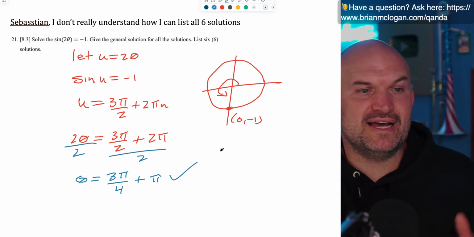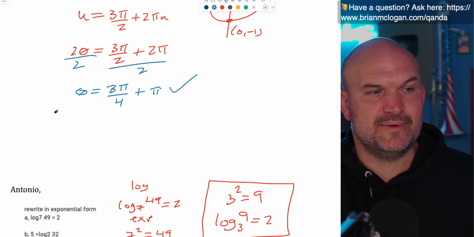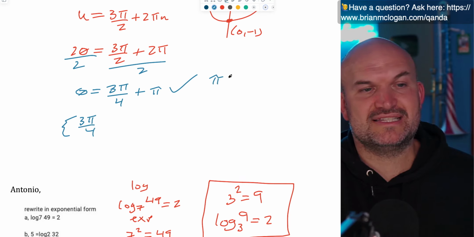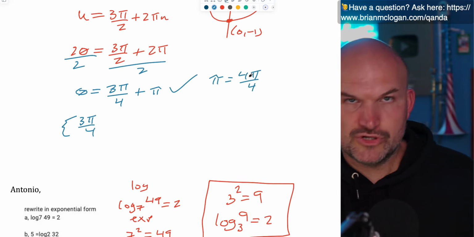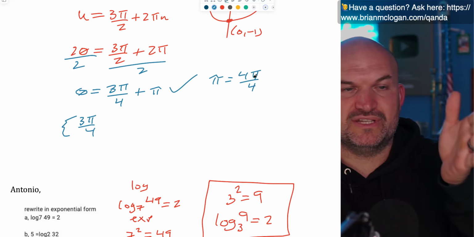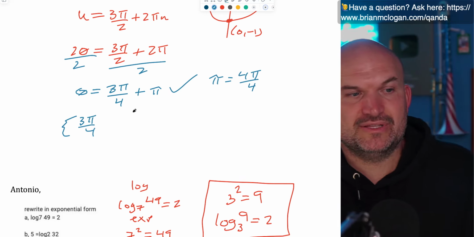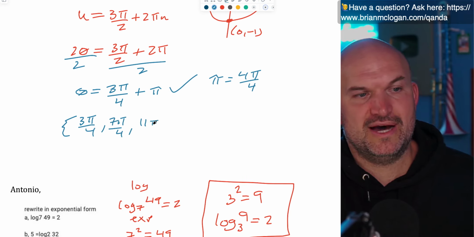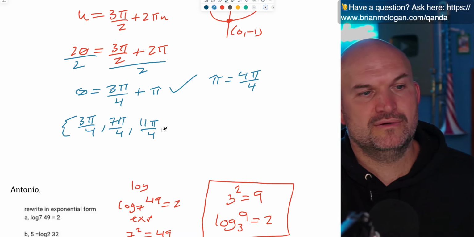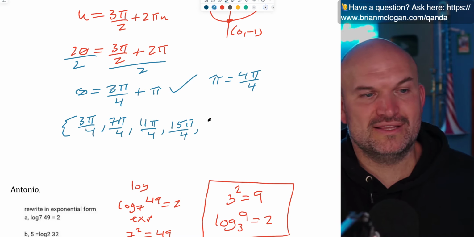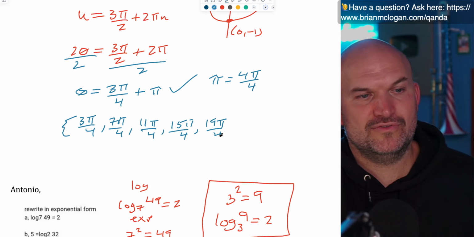Now, if you want to be able to list these 6 solutions, let's just go and list them out. So I have 3 pi over 4. And just remember, guys, pi is the same thing as 4 pi over 4, because 4 divided by 4 is just 1. So can I add 3 pi over 4 plus 4 pi over 4? Yeah, you just keep the denominator the same, and we have 7 pi over 4. Can I do it again? Of course. 11 pi over 4. We have 15 pi over 4, and I'm just adding 4 on the top. 19 pi over 4, and 23 pi over 4.